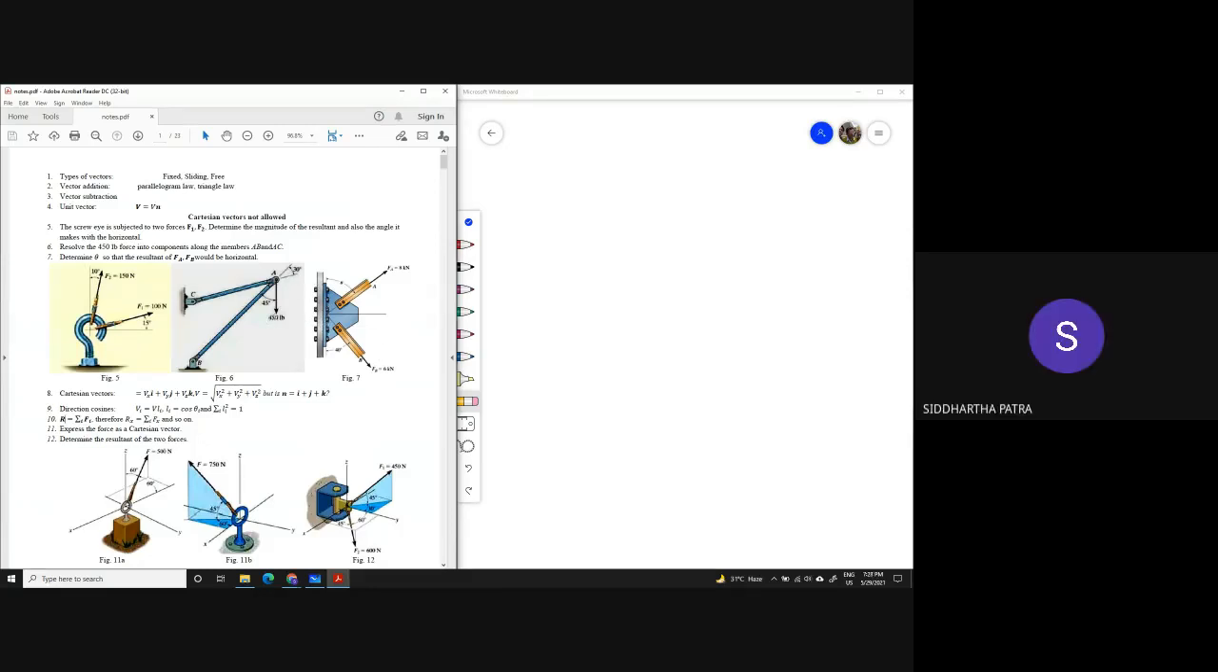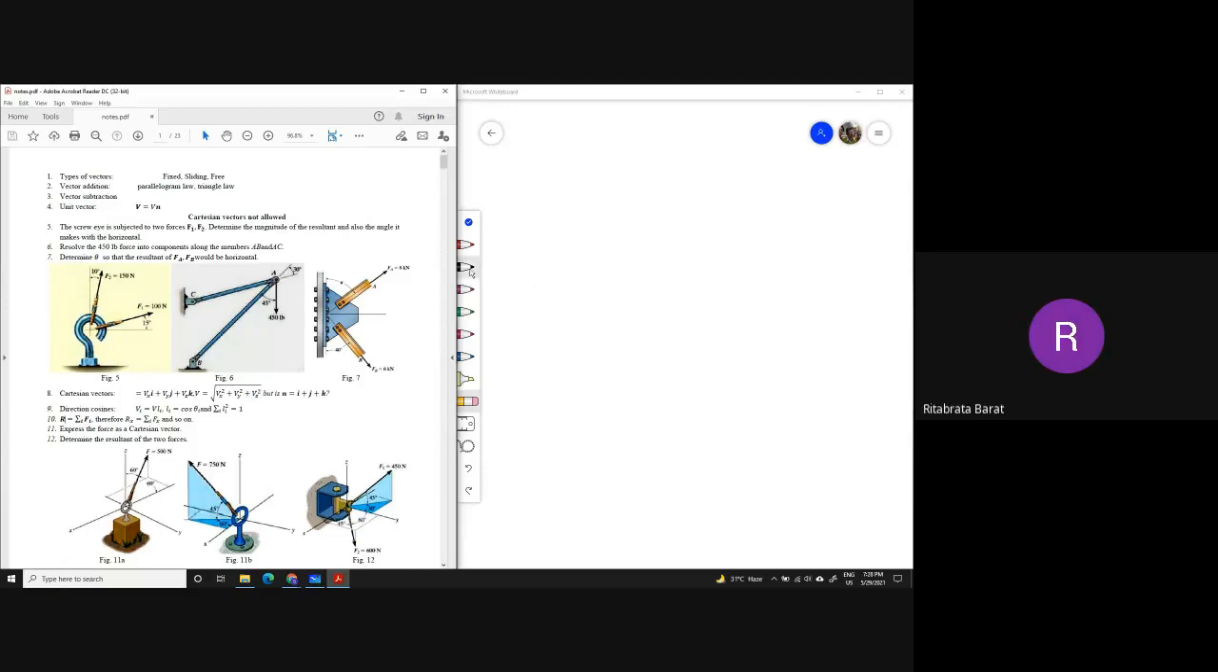In the next problem, you have been given the resultant force and its direction. You have also been given two known directions. Now you need to find out the values of the forces that should be in those two directions in order to give you that resultant. So how do you pose that problem?